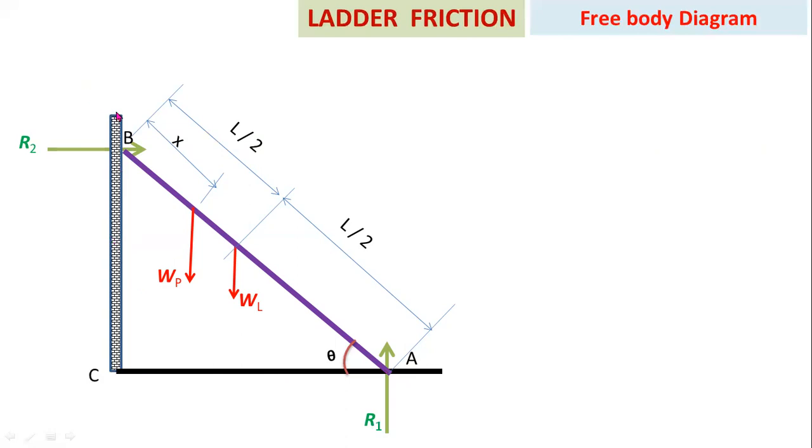Okay, here the wall is vertical, so you have to consider horizontal reaction force. Reaction force always makes an angle of 90 degrees with respect to the support. Here the support is vertical, so you have to consider horizontal reaction. WL is the self weight of a ladder, WP is the self weight of a person.